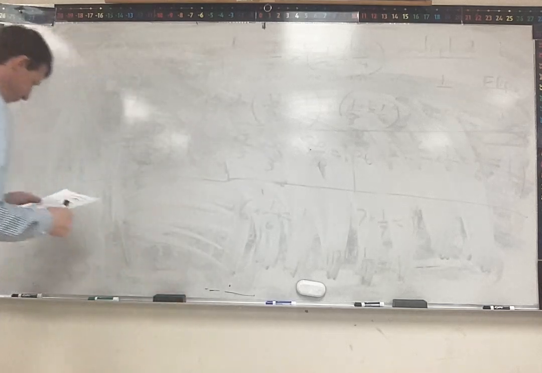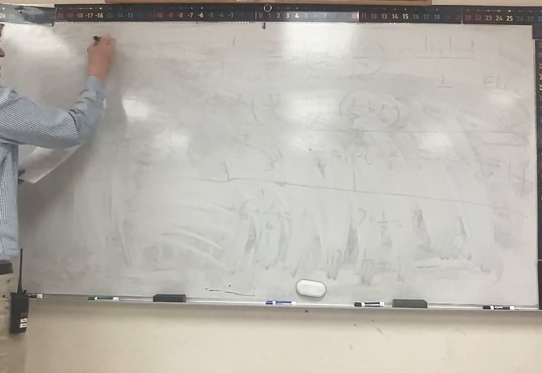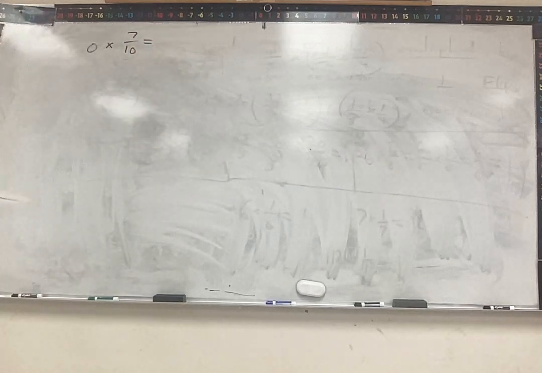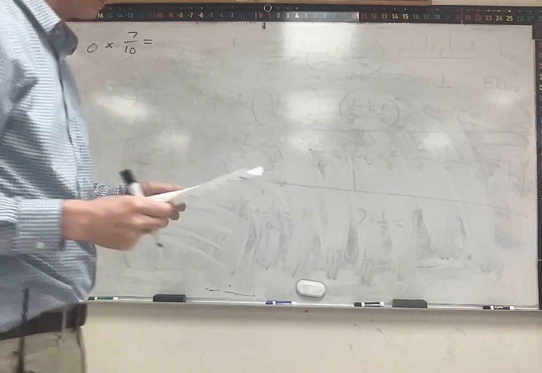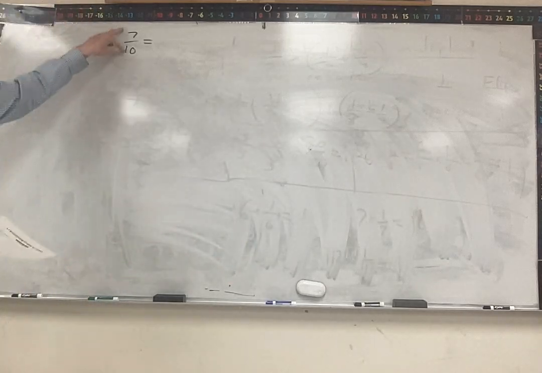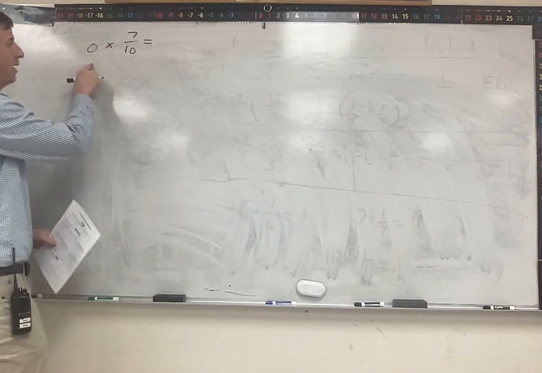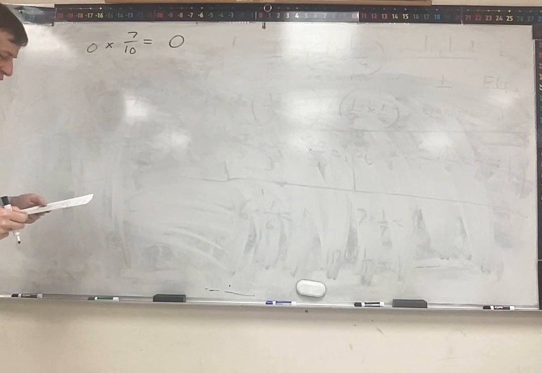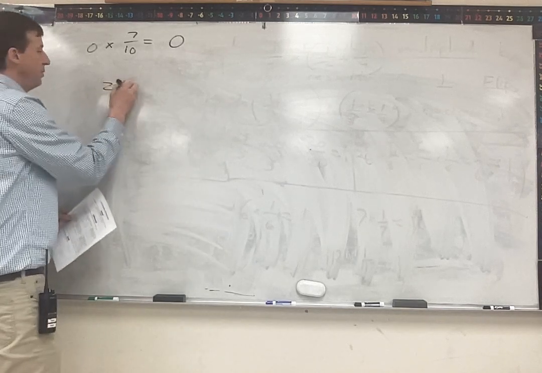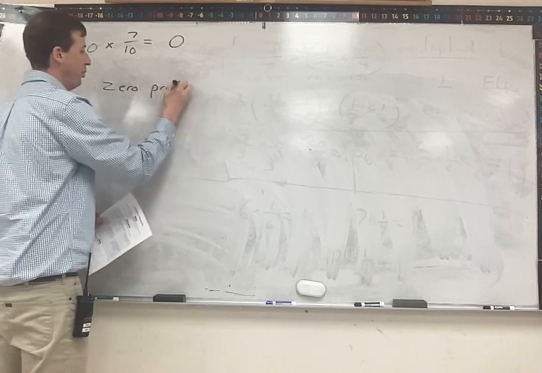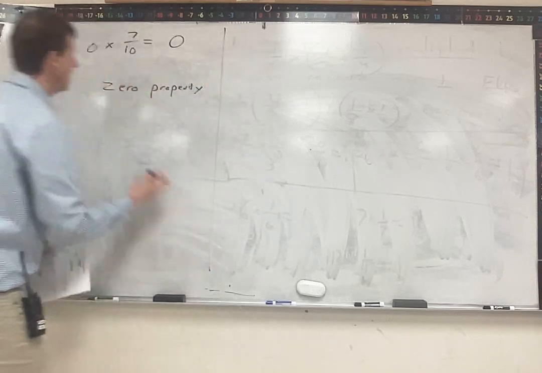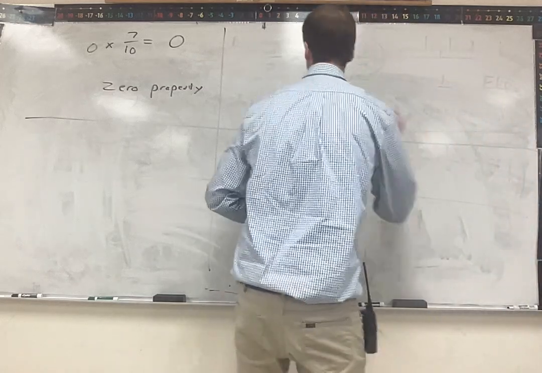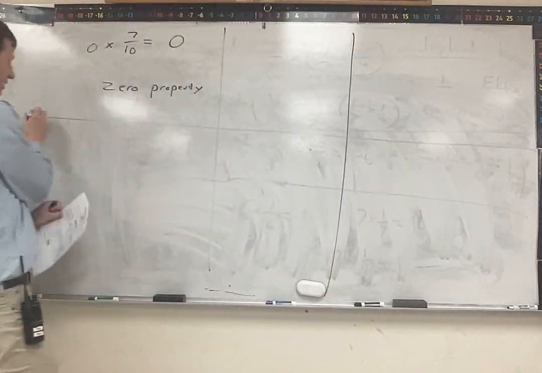Let's just check them out. So the first one says 0 times 7 over 10. And it says find the answer, compute it, and then name the property of multiplication used. Well, 0 times 7/10. Anytime you multiply times 0 is 0. And the rule we're using for that one is the 0 property. So on your paper, you should put the answer and then put the property that we used. Your paper looks something like this, right?